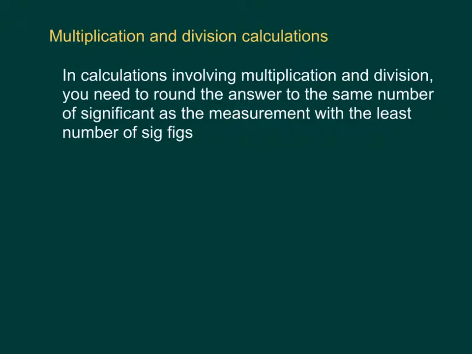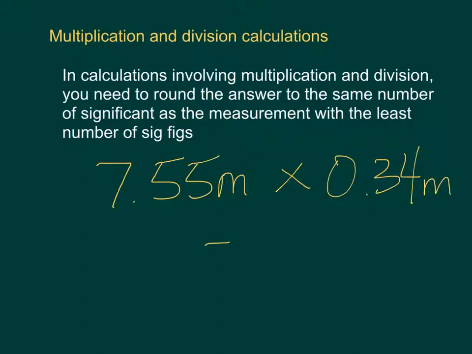So we could look at an example here. Perhaps I have 7.55 meters and I need to multiply it by 0.34 meters. Okay, and if I put that into my calculator, I'm going to get the number 2.567 meters squared. Okay, now this is what my calculator is going to tell me.